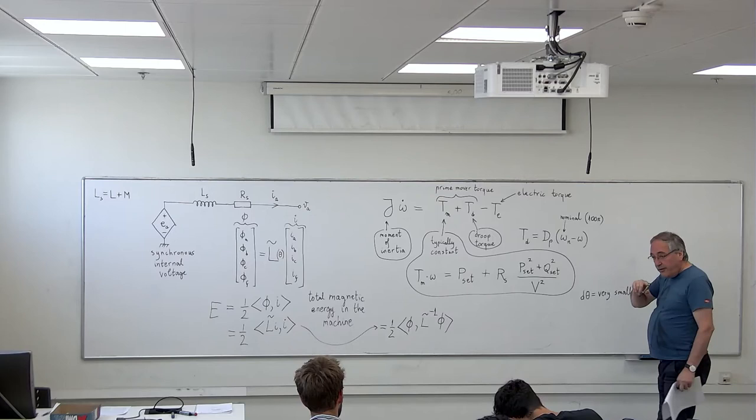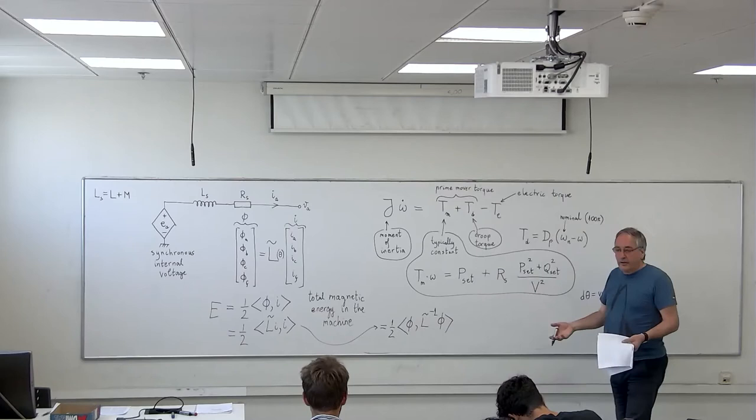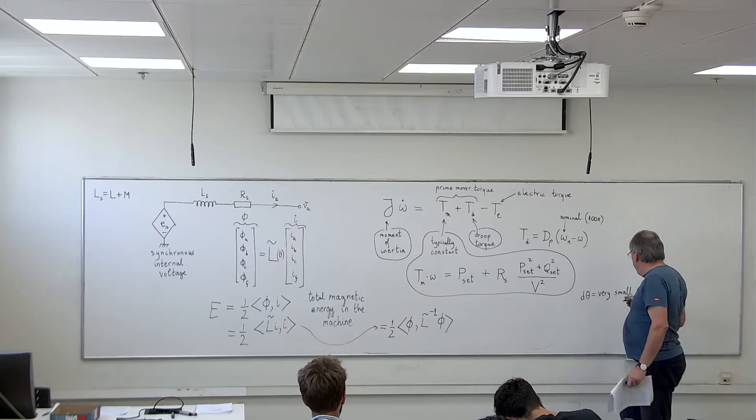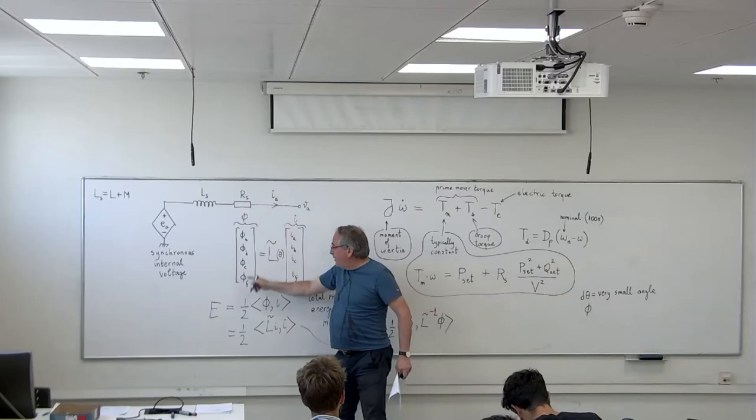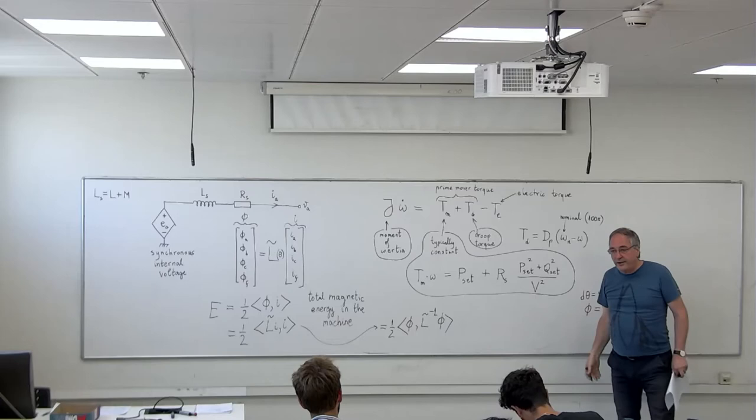The fluxes depend on the current, so we can externally connect suitable current sources to this machine, so that we keep the fluxes constant. So the vector phi is constant. And we rotate the machine by a tiny angle, keeping all the fluxes constant. What will now happen?